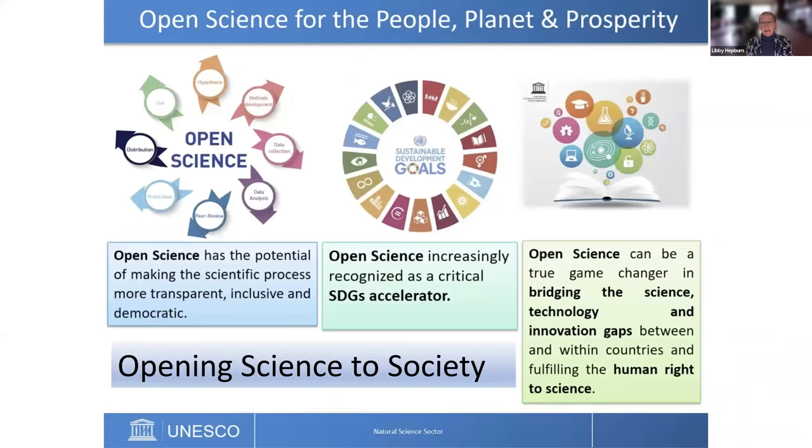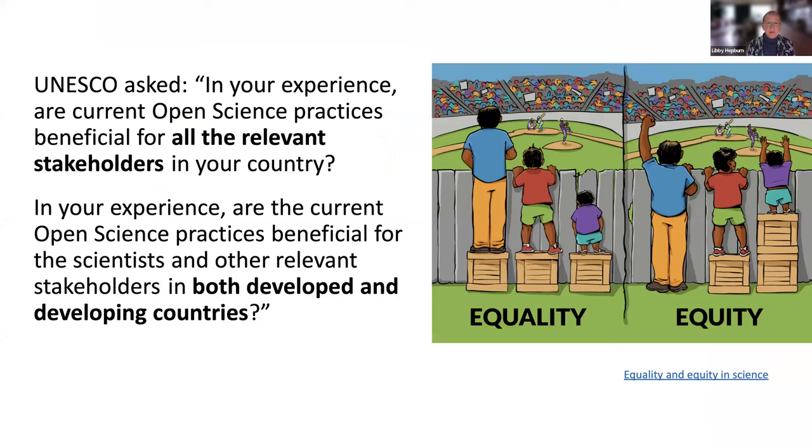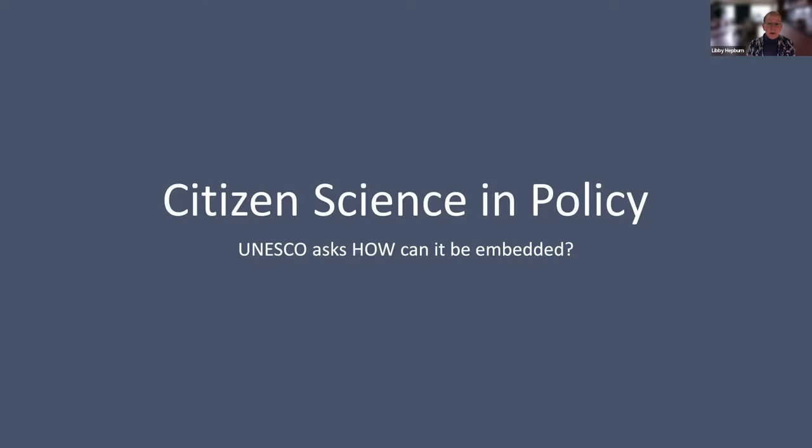So if we go back to this, the recommendation is talking about making scientific processes more transparent, inclusive, and democratic. And that, of course, is what citizen science is about. And we're hoping it's going to be a game changer to bridge the science, technology, and innovation gaps between and within countries, and also, this is an important one, fulfilling the human right to science. Not easy things to aim for. This idea of equality and equity, trying to do something as we move in the direction of open science to actually even up the playing field. So that's what we're working towards.